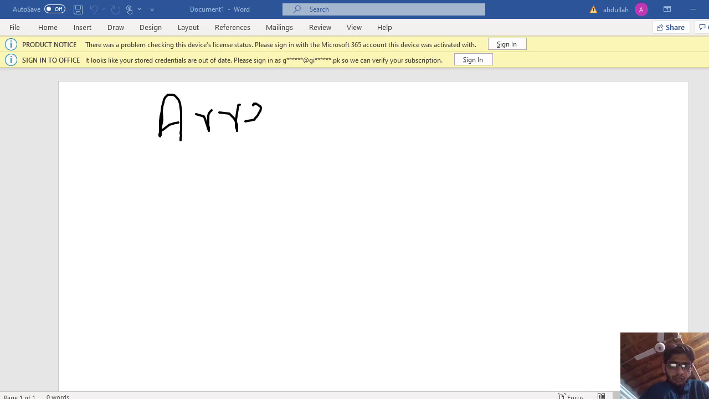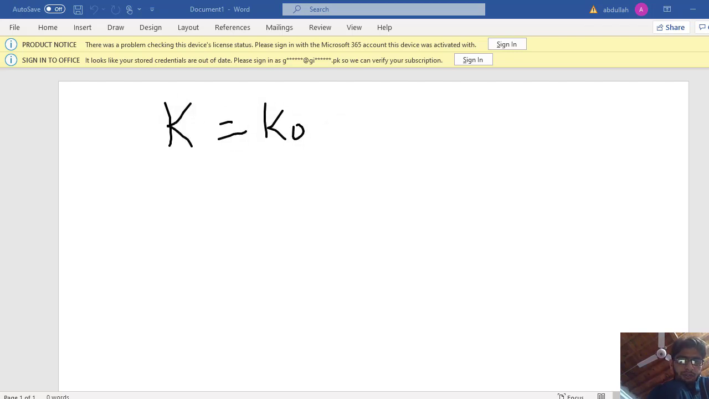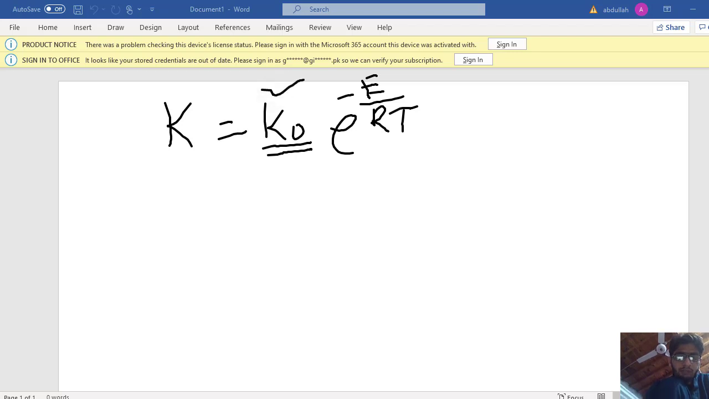Now as we have discussed, the mathematical form of the Arrhenius equation is k is equal to k naught e to the power minus E divided by RT. k naught is the pre-exponential term or the frequency term. It shows the frequency of molecules. E is the activation energy, R is the universal gas constant, T is the absolute temperature, and k is the rate constant.